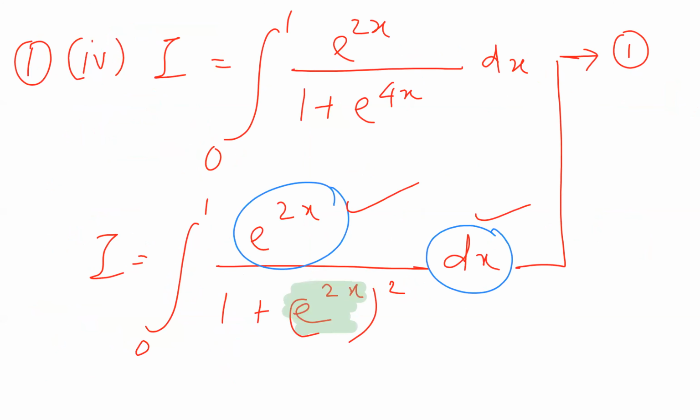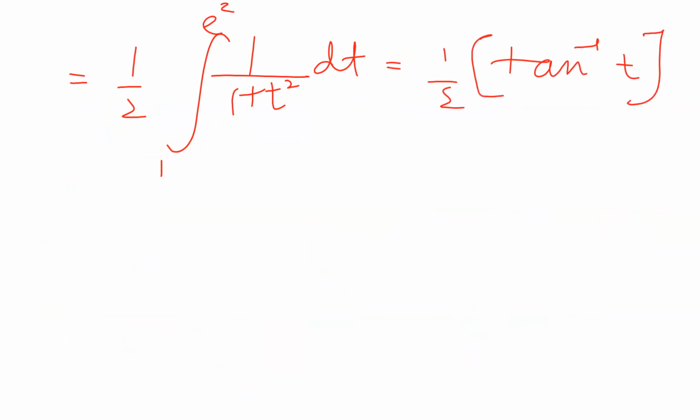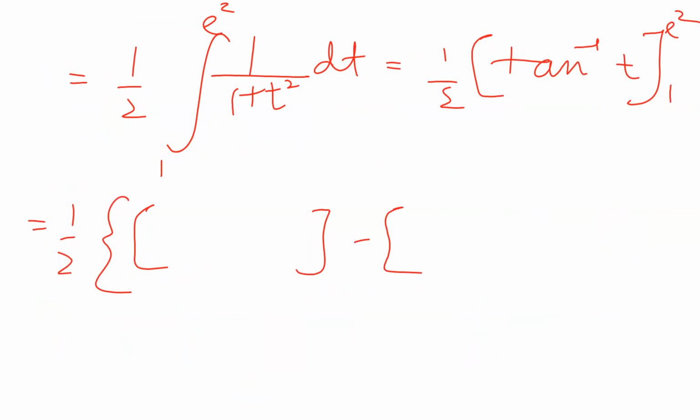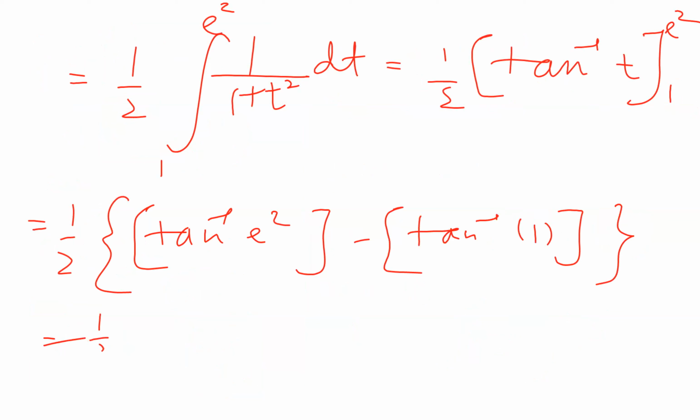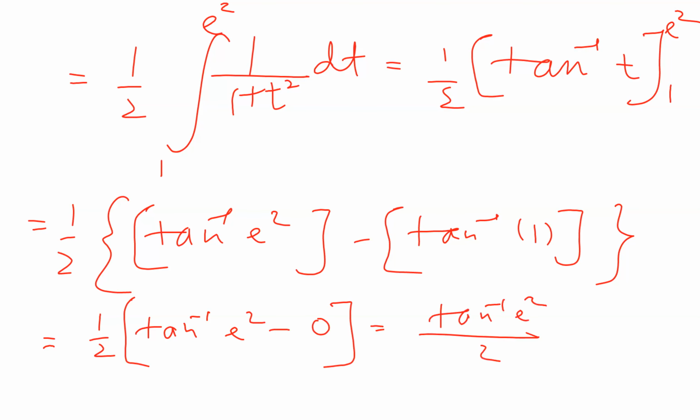From 1 to e square. So half tan inverse t, from 1 to e square. Half box bracket minus box bracket: tan inverse e square minus tan inverse 1. Half tan inverse e square minus tan inverse 1, which is 0. So this is tan inverse e square upon 2. That is your answer.